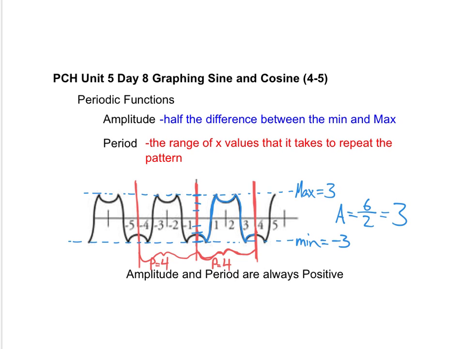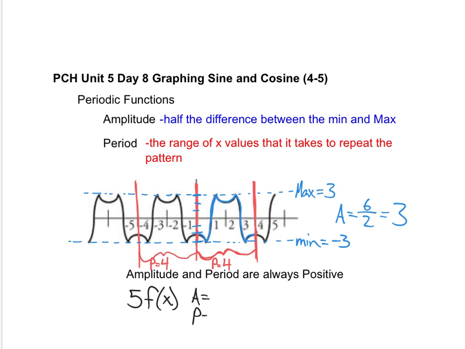Now, let's say that this function is f of x. Okay? What would happen if I did 5 times f of x? What would happen to my amplitude and period?